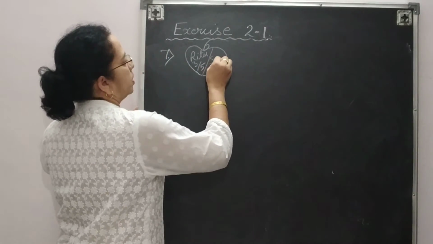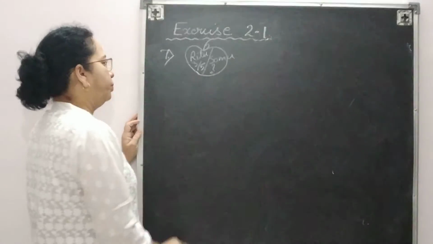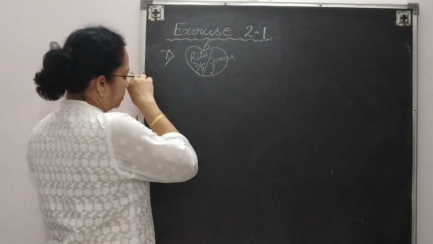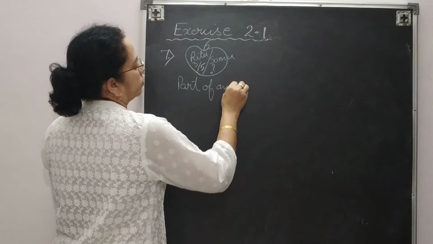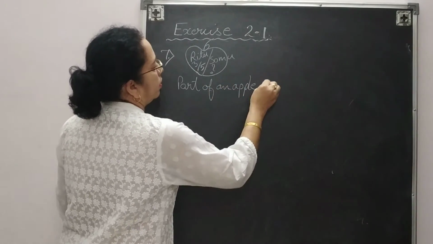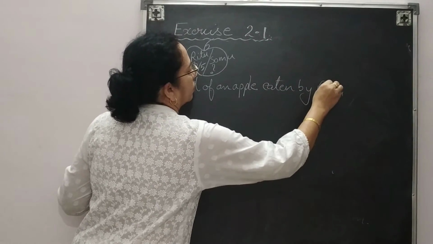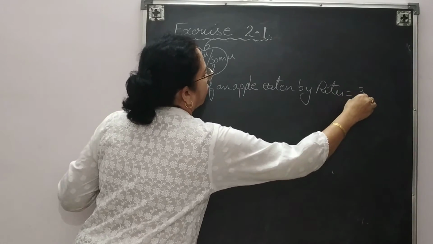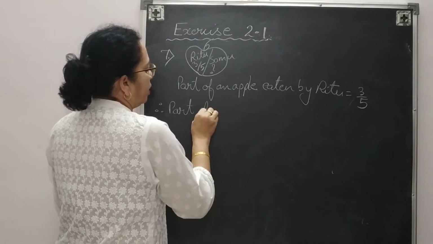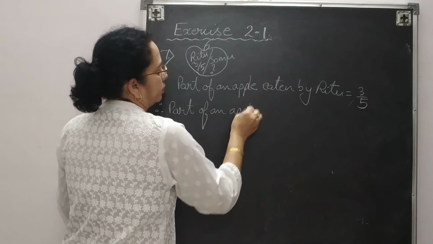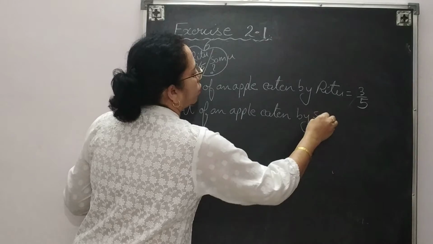What is the name of the brother? Somu. So let me write Somu. So how much part is eaten by Somu? Okay. So again let us write down the first statement. Part of an apple eaten by Ritu, 3 upon 5. Therefore, part of an apple eaten by Somu. How to find out?